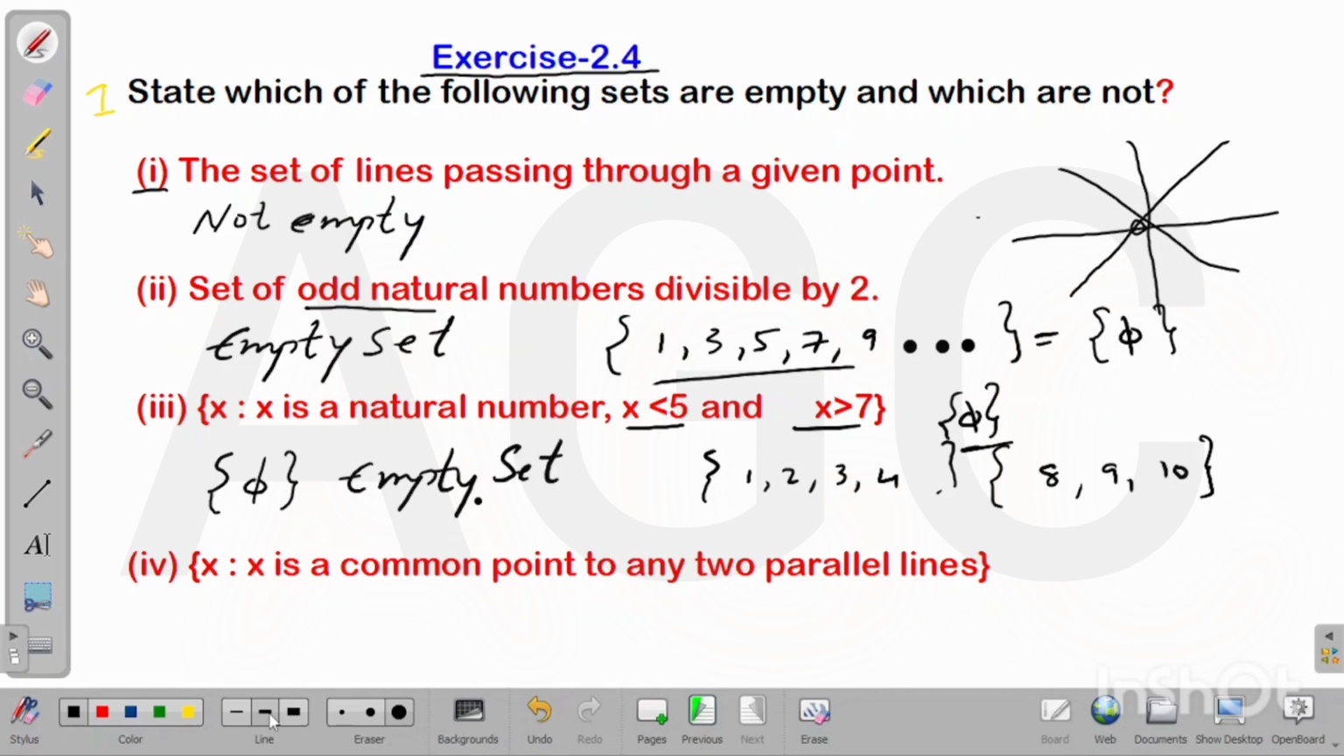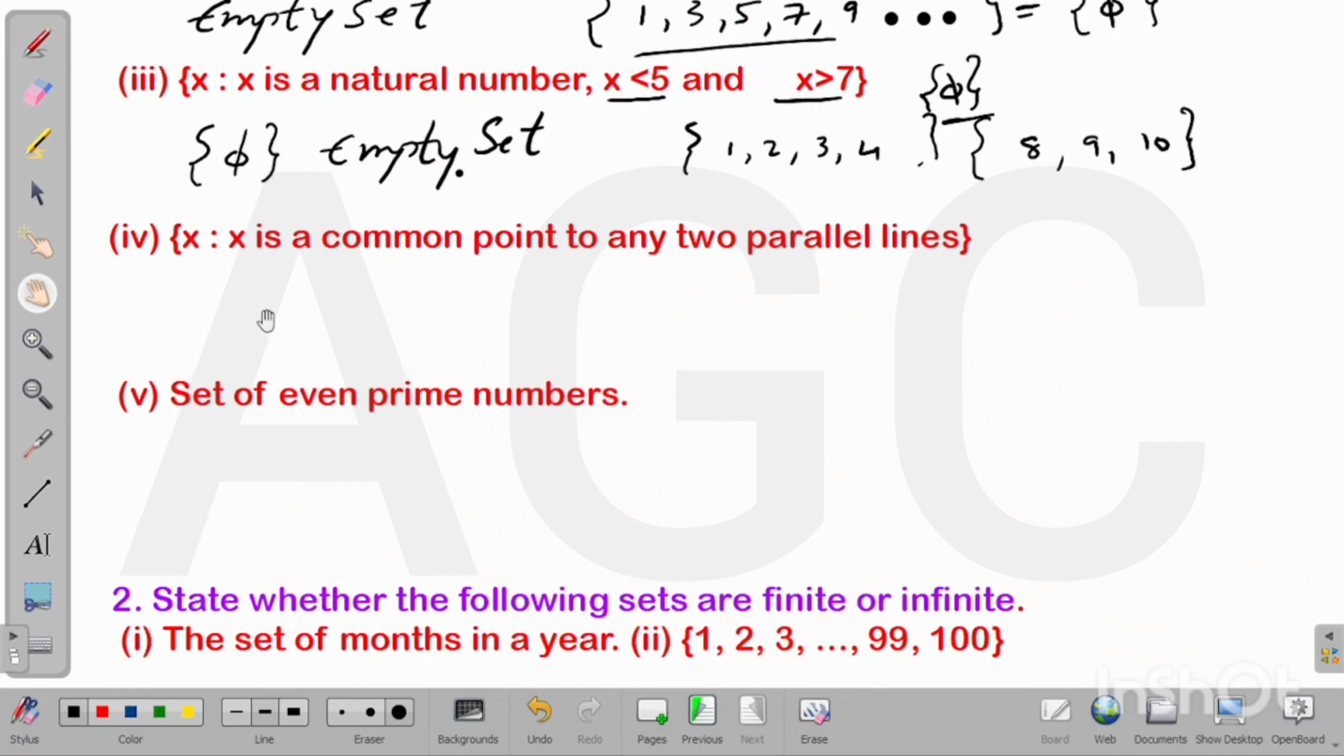So next one. What is the next question given? x is a common point to any two parallel lines. Can we say that x is a common point to any parallel lines? I am taking two parallel lines, naming them x, y. Is there a common point for both? No, right? So we can say this is an empty set.